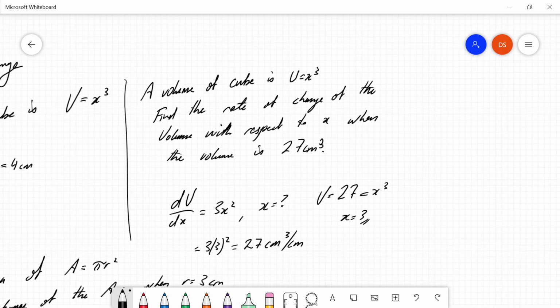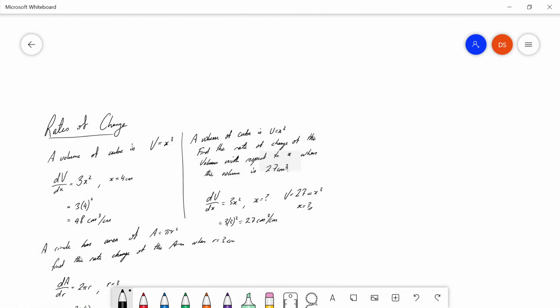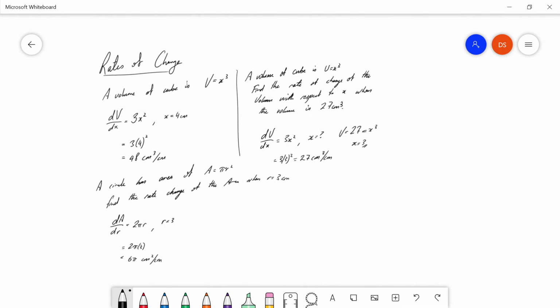I hope that helped. All you need to do is, this is exactly like finding a gradient. You're differentiating and you're substituting. Rates of change don't get that much harder, so just keep on keeping on.